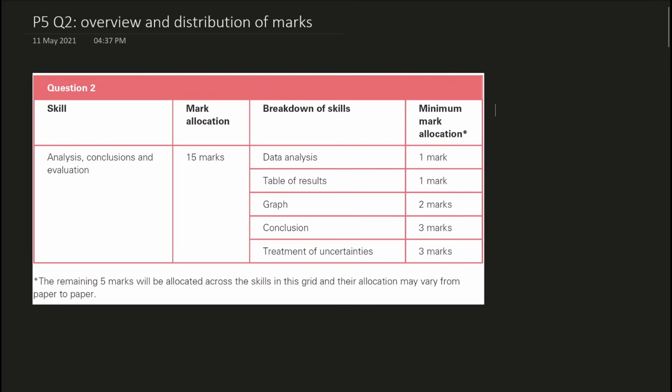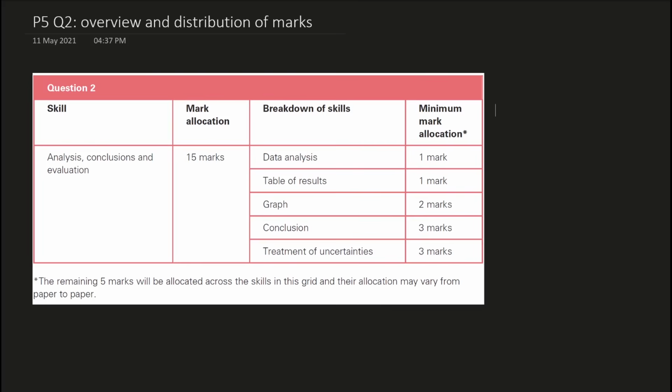Then we have the conclusion part, where you have to calculate some unknown constant from your previous answers, and that has a minimum allocation of 3 marks as well. And last but not the least, it's the treatment of uncertainties. Now, treatment of uncertainties is not allocated to just one part of the question, but it's basically spread out throughout the question. So when you calculate values in the table, you also have to calculate the uncertainty in one of the columns for all the rows in the table. So you usually have 1 or 2 marks allotted to uncertainties from there.